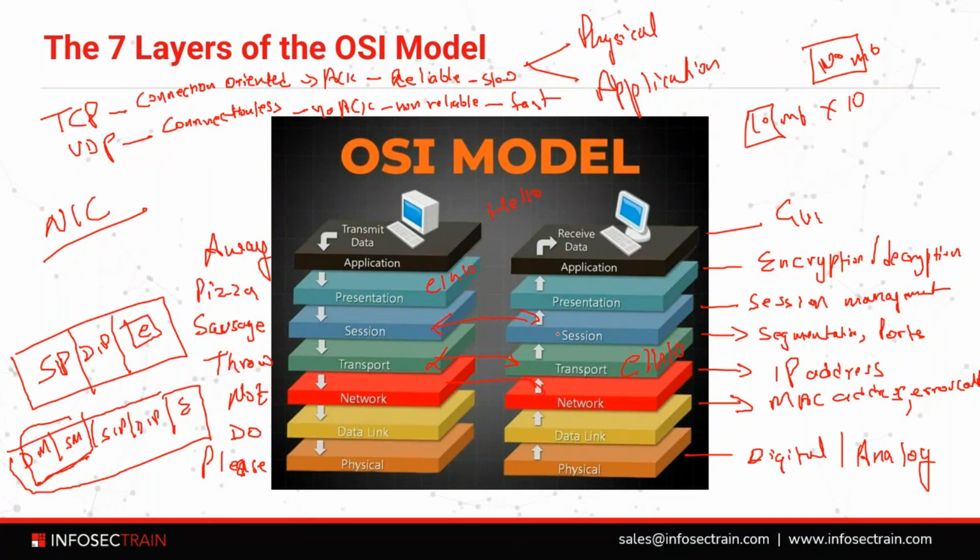Session layer will close the session and send it to the presentation layer. Presentation layer will decrypt the encrypted message and send it to the application layer, where the receiver will be able to read the message, whatever was sent, right? So that's how.